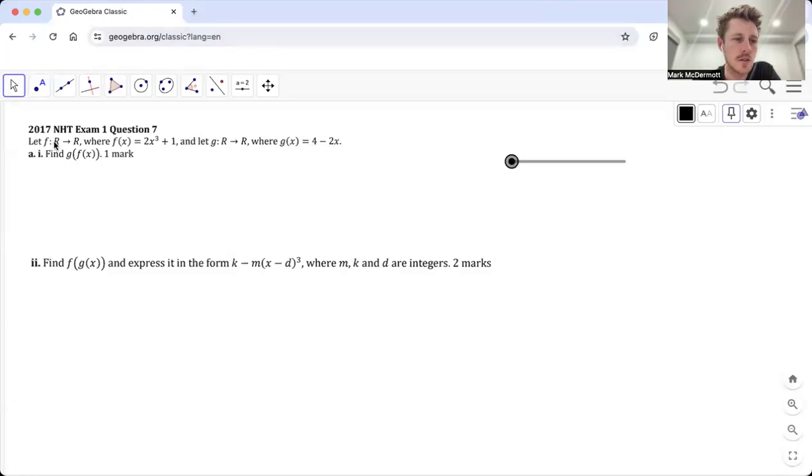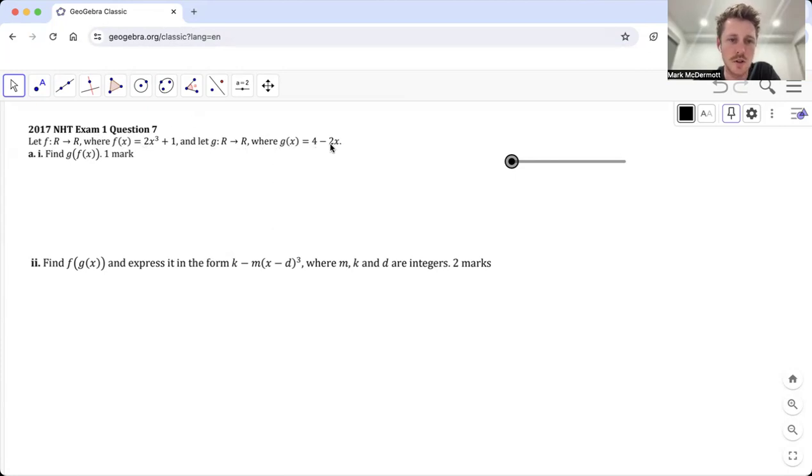This is 2017 Northern Hemisphere Exam 1, question 7, composite functions question again. So we've got some function f of x equals 2x cubed plus 1 and g of x equals 4 minus 2x. Find g of f of x. So f of x is the inner function. So in the outer function g of x, wherever there's an x, we're going to put f of x.